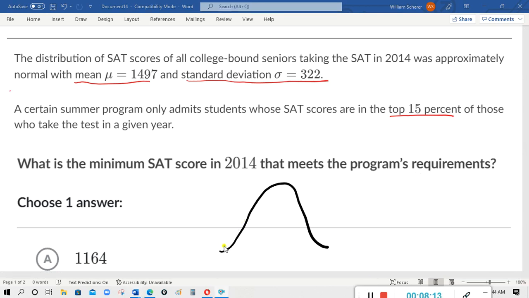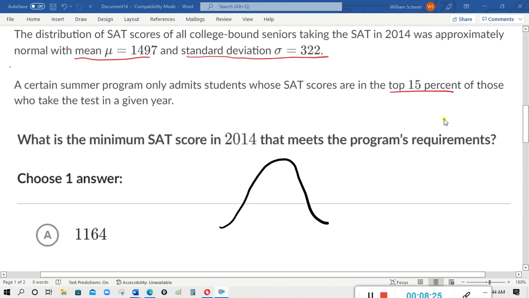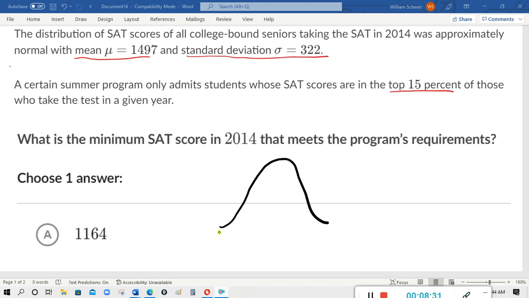Okay, so once again, we're looking at our bell curve, or normal distribution, because it says the distribution was approximately normal. And we're looking at the top 15%. Now, you have to be careful here. Remember, it starts at 0% on the left and works its way up to 100% on the right.